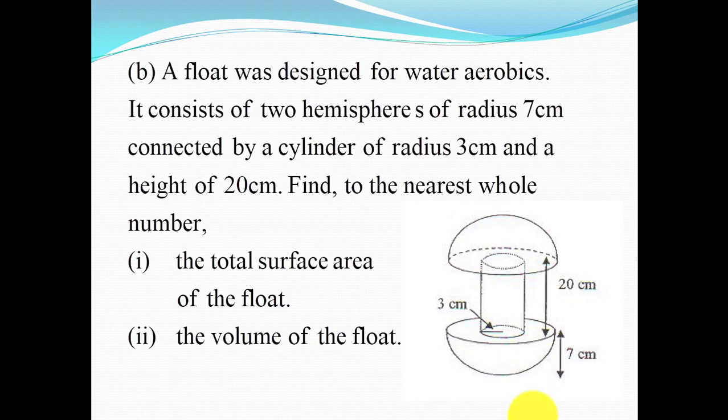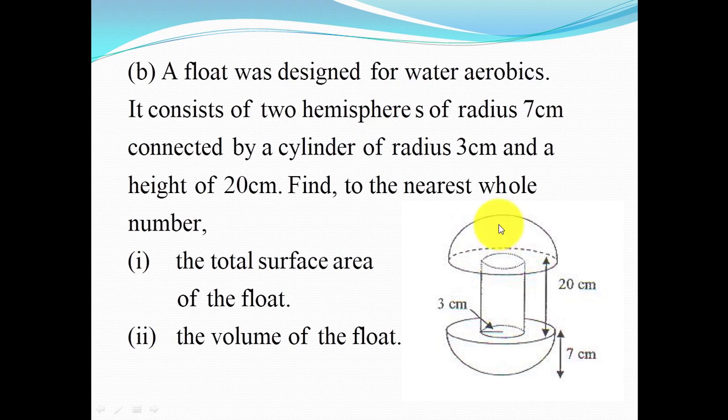Okay. Next, the second part: a float was designed for a water airbag. It consists of two hemispheres. Hemisphere means half sphere. When we talk about three-dimensional shapes, we use the word hemi for half, but when we talk about two-dimensional space, we use semi for half.